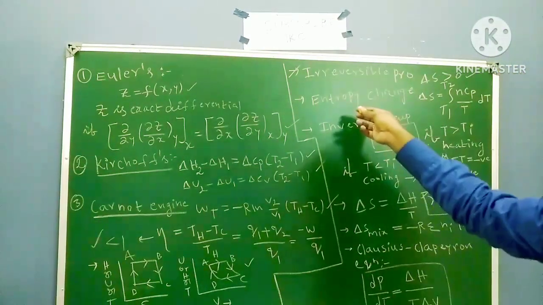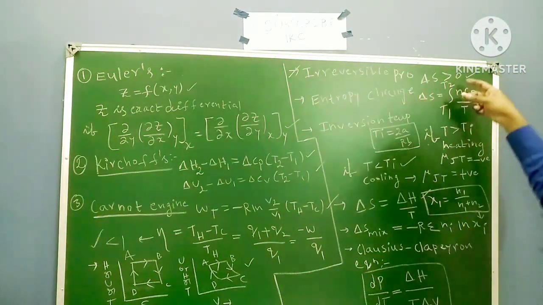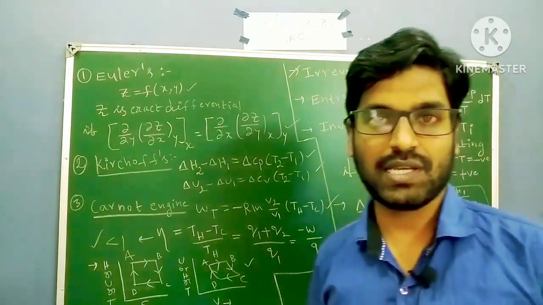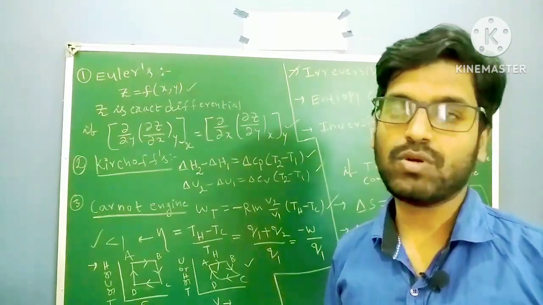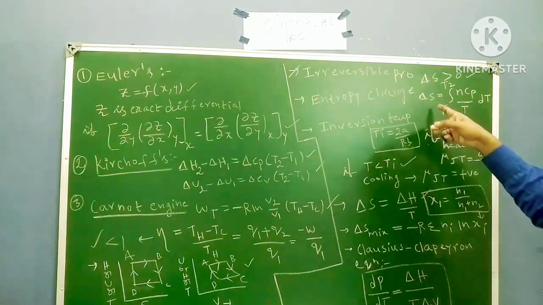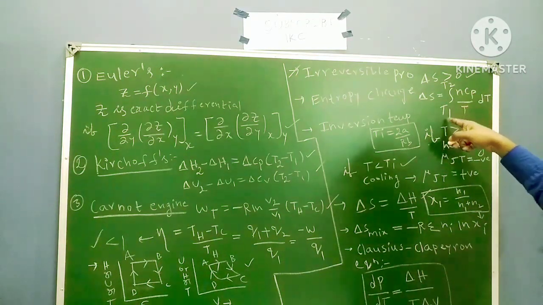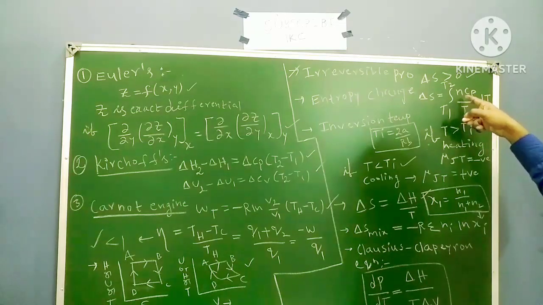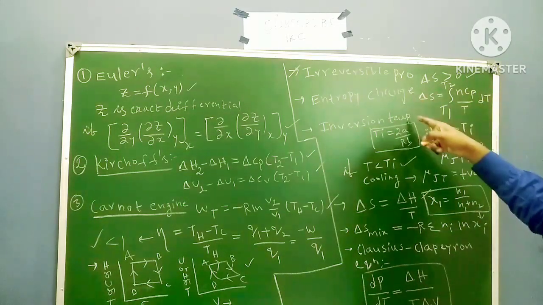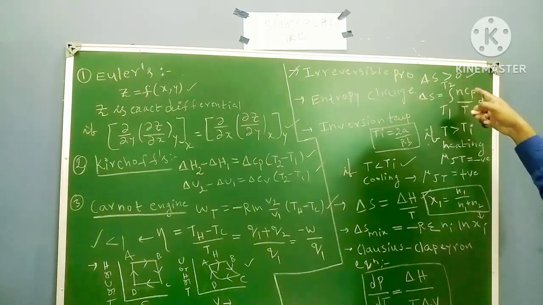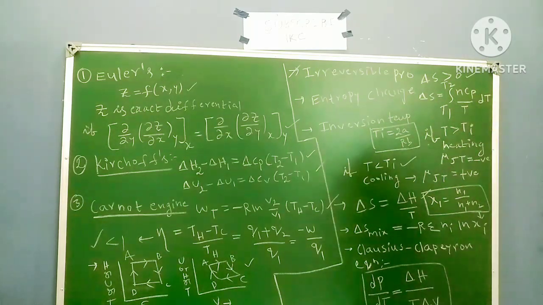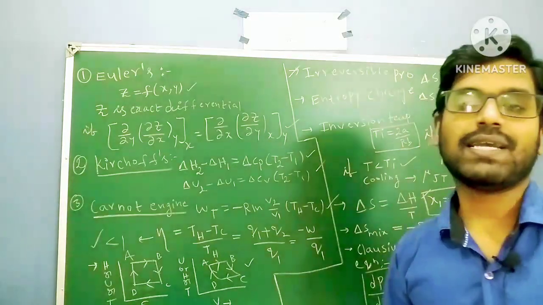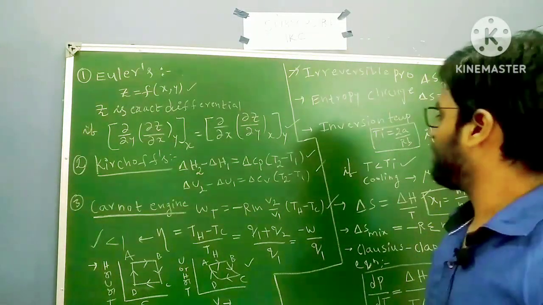Next, entropy change. If the examiner gives you the temperature range, T1 and T2, then you have to use this delta S formula: delta S equals integral over T1 to T2 of n Cp by T dt. Here n is the number of moles, Cp is the heat capacity at constant pressure, and T is temperature. Next, inversion temperature Ti equals 2A by RB.